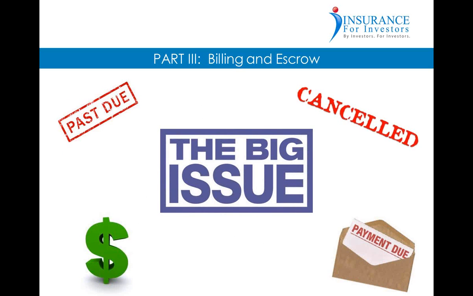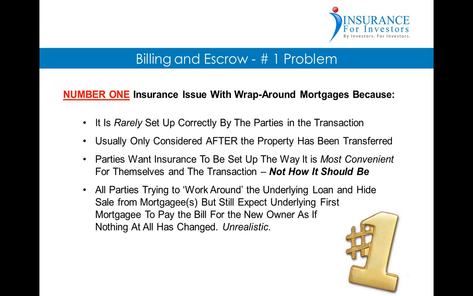Now moving on, we're going to talk about the big issue where most of these problems culminate and come to a head and where things occur, and that is with billing and escrow. This is the Achilles heel of wraparound mortgages that everybody's probably been waiting a little bit to hear about. This is a number one issue with insurance because A, it's rarely set up correctly by the parties in the transaction. And by parties, I mean buyer, seller, wrap mortgage coordinator, attorney, and closing office. It's usually only thought of after the property has been transferred. It's like putting on a seatbelt after the accident's already taken place.